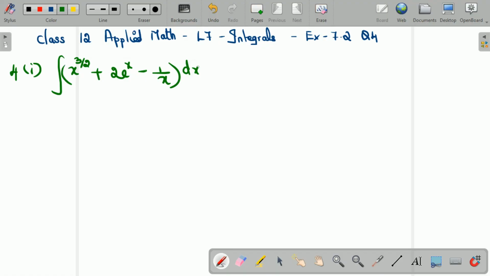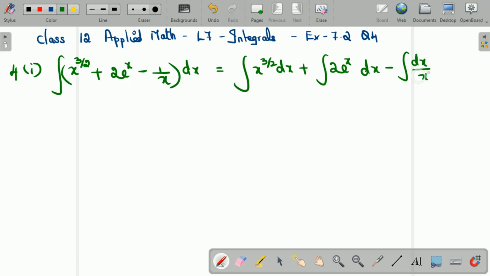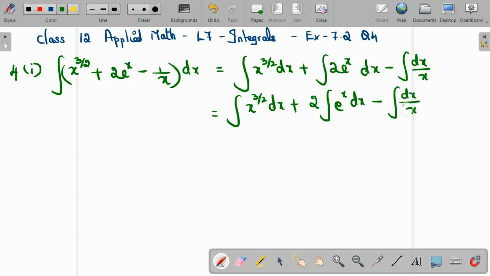So now let's break it into simpler integrations. So integral of x power 3 by 2 dx plus integral of 2 e power x dx minus integral of dx by x. So I can rewrite this as integral of x to the power 3 by 2 dx plus, I'm taking the 2 outside, 2 into integral of e power x dx minus integral of dx by x.